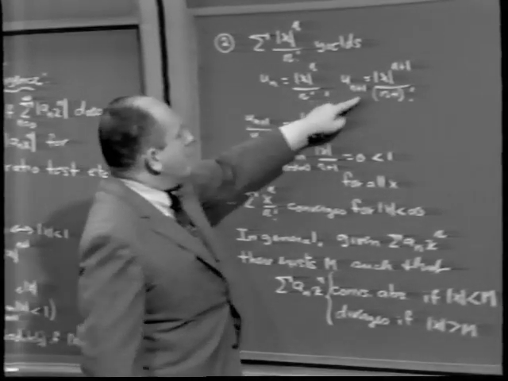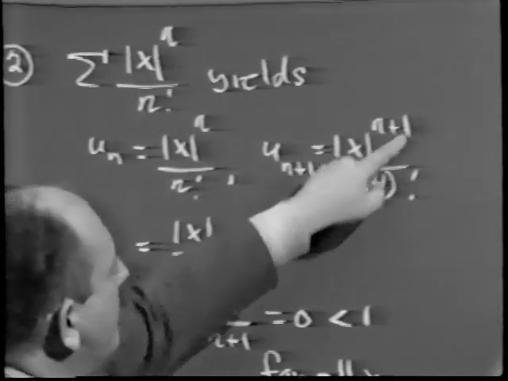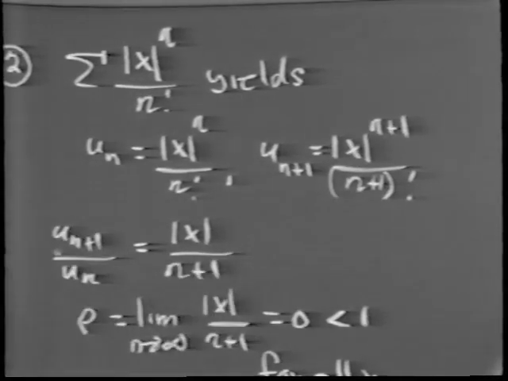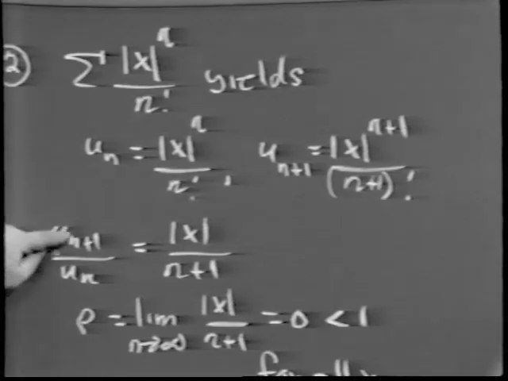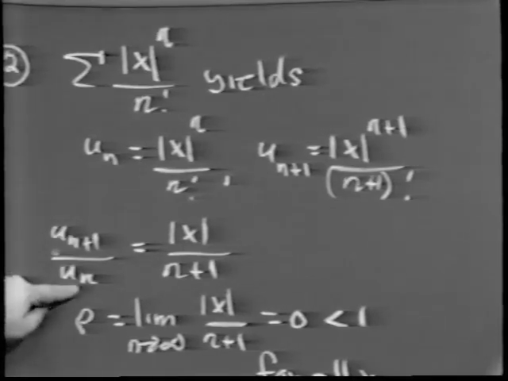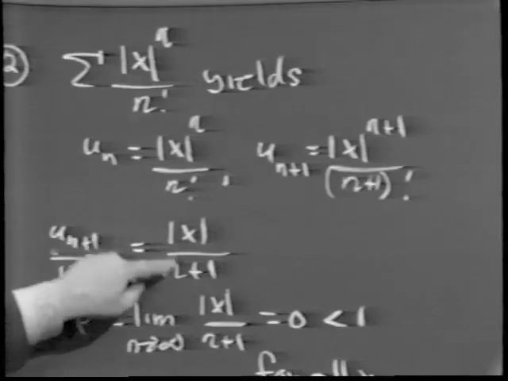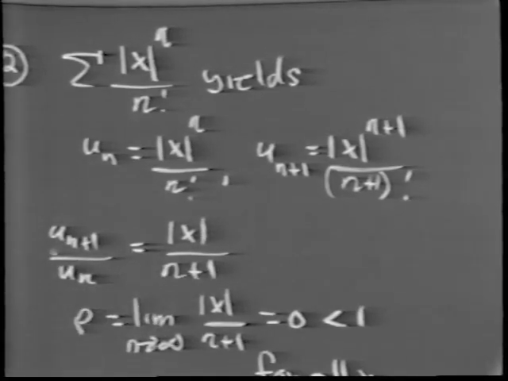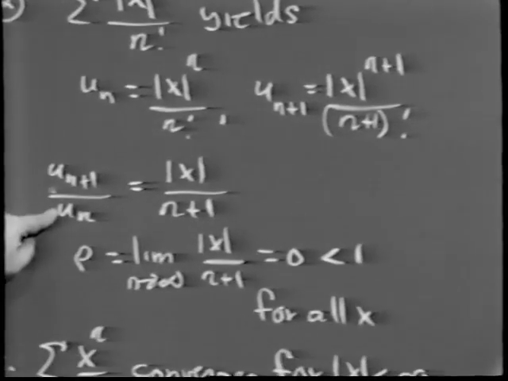The n plus first term, therefore, is the absolute value of x to the n plus 1 over n plus 1 factorial. Therefore, the ratio between the n plus first term and the nth term is the absolute value of x over n plus 1. Rho is this particular limit.